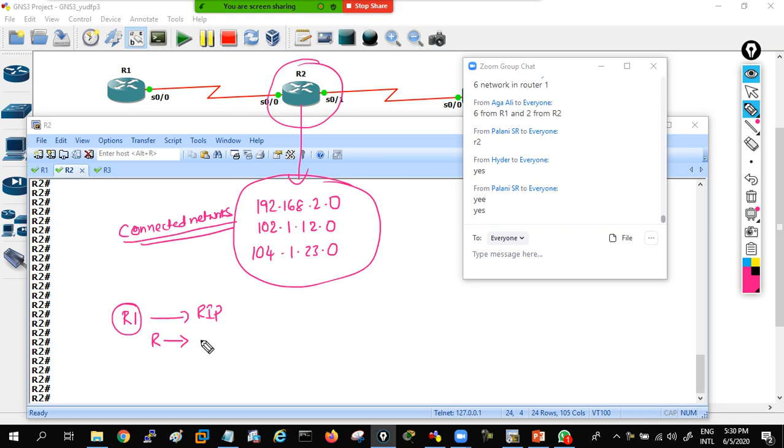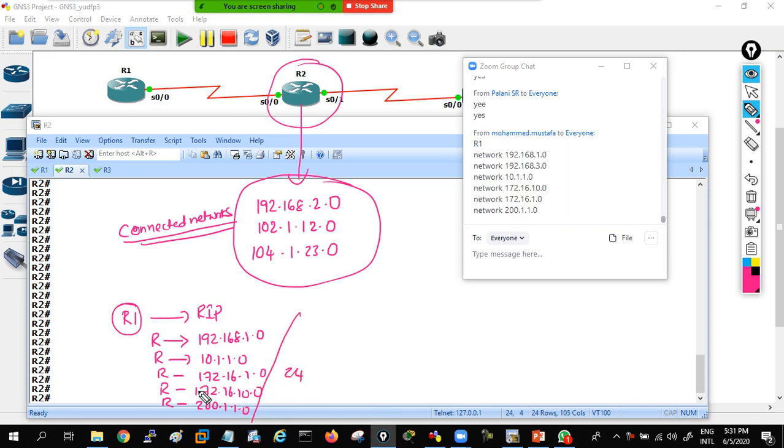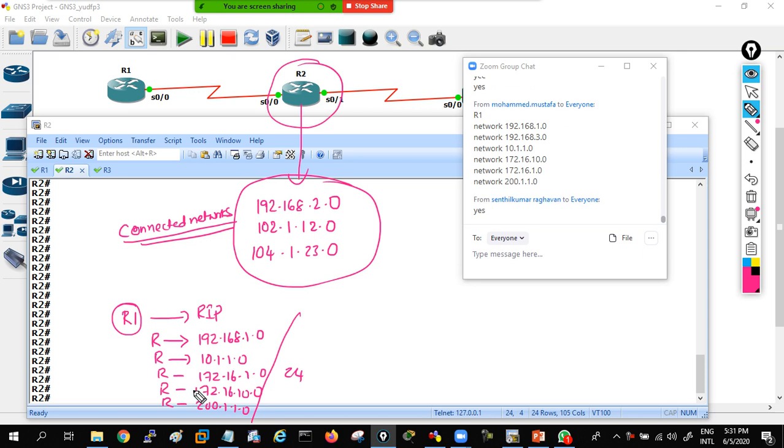The first RIP route is 192.168.1.0. The second RIP route is 10.1.1.0. The third RIP route is 172.16.1.0. The fourth RIP route is 172.16.10.0. The fifth RIP route is 200.1.1.0. Everybody agree? These are all /24. Right. Perfect. Right? These are coming from where? Router 1.